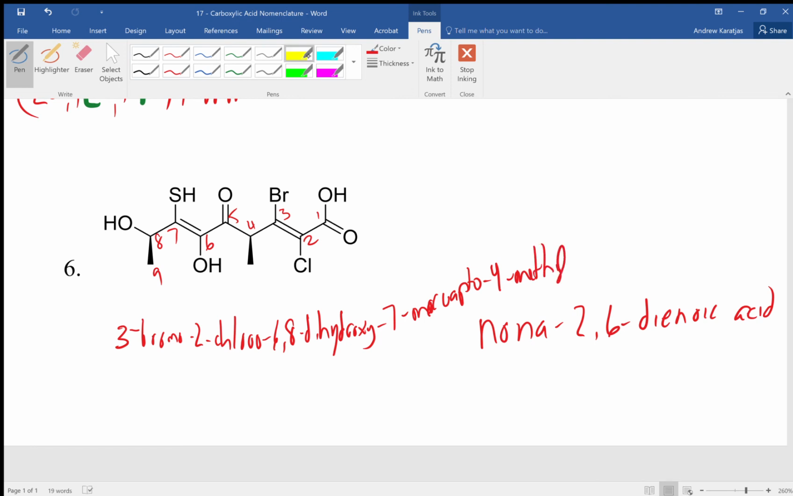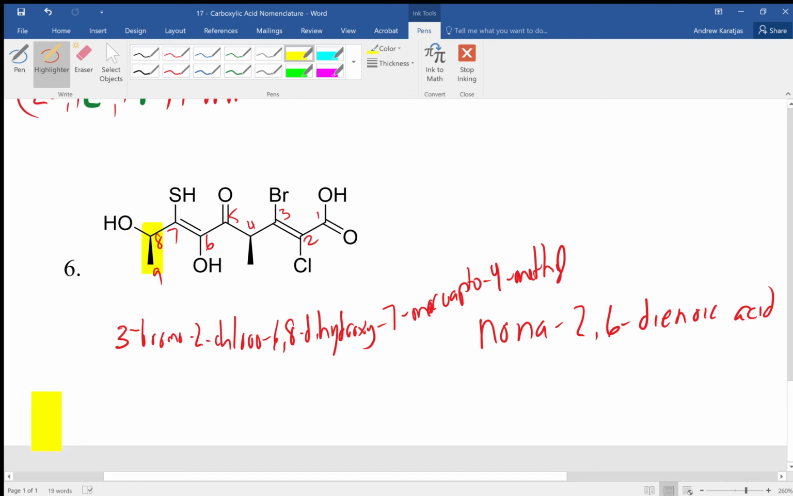One important thing to note, it's really common to name that methyl as a substituent, but that methyl is not a substituent. That methyl is part of the parent chain. And so we want to be careful and make sure we realize that that methyl is part of the parent chain.